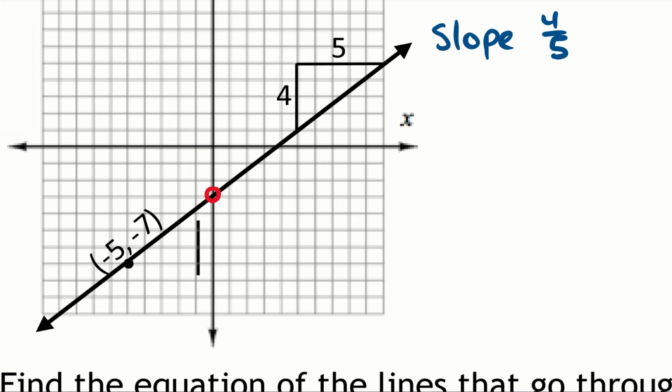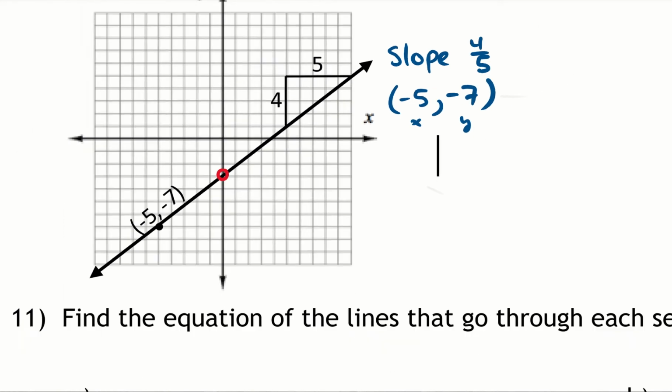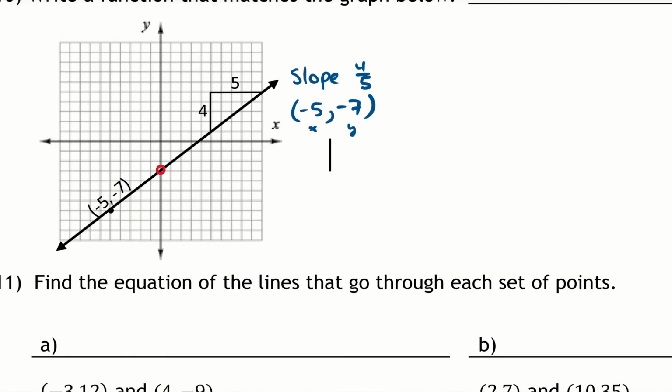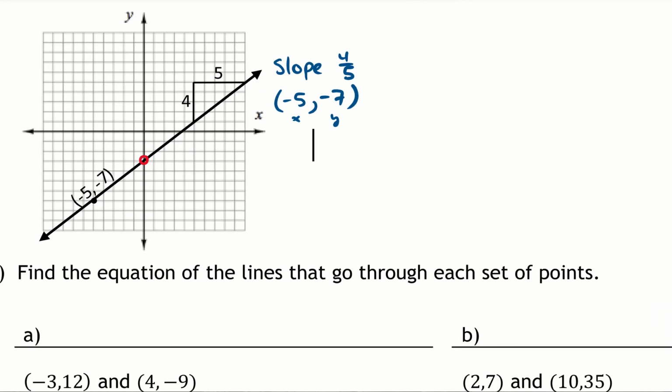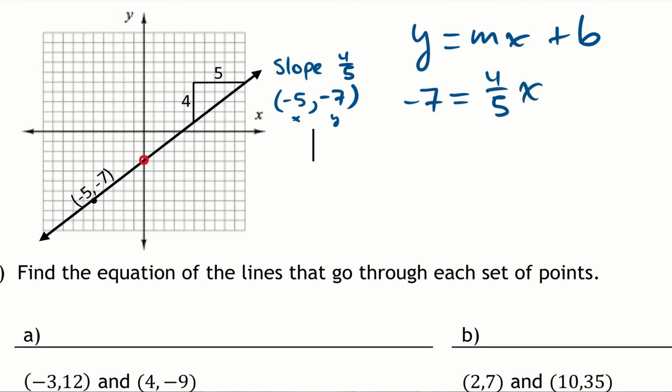I'm also given this point where x is -5 and y is -7. So you can see I've got an x and a y value. I'm going to use that information to come up with the equation of the line, and then we'll see if the y-intercept actually happens to be at -3 or not. I'm going to write y equals mx plus b. My y value was -7. My slope was 4/5 times x, and I was going to plug in the x, which was -5, and then plus b.